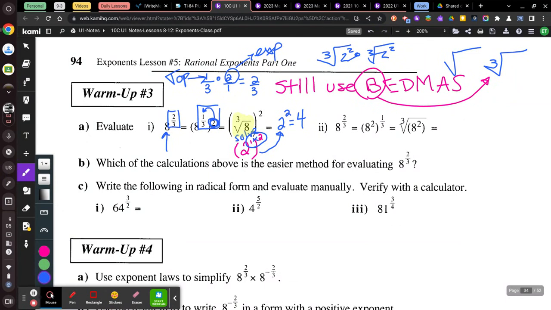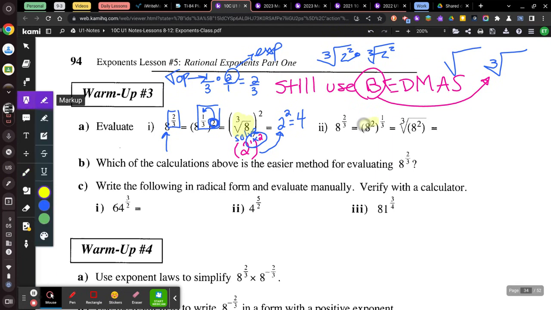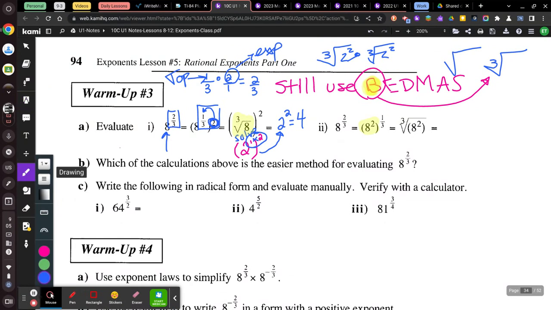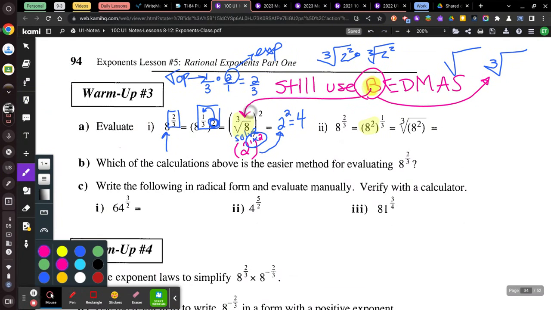Is that going to change how we solve the question? Well, let's take a look. We're going to solve it first because, again, BEDMAS. BEDMAS means I need to solve my bracket first. So that's why over here I solved, and now I'm solving in the bracket. That's going to give me 64 to the 1/3. Okay, 64 to the 1/3. That's what that's going to give me.